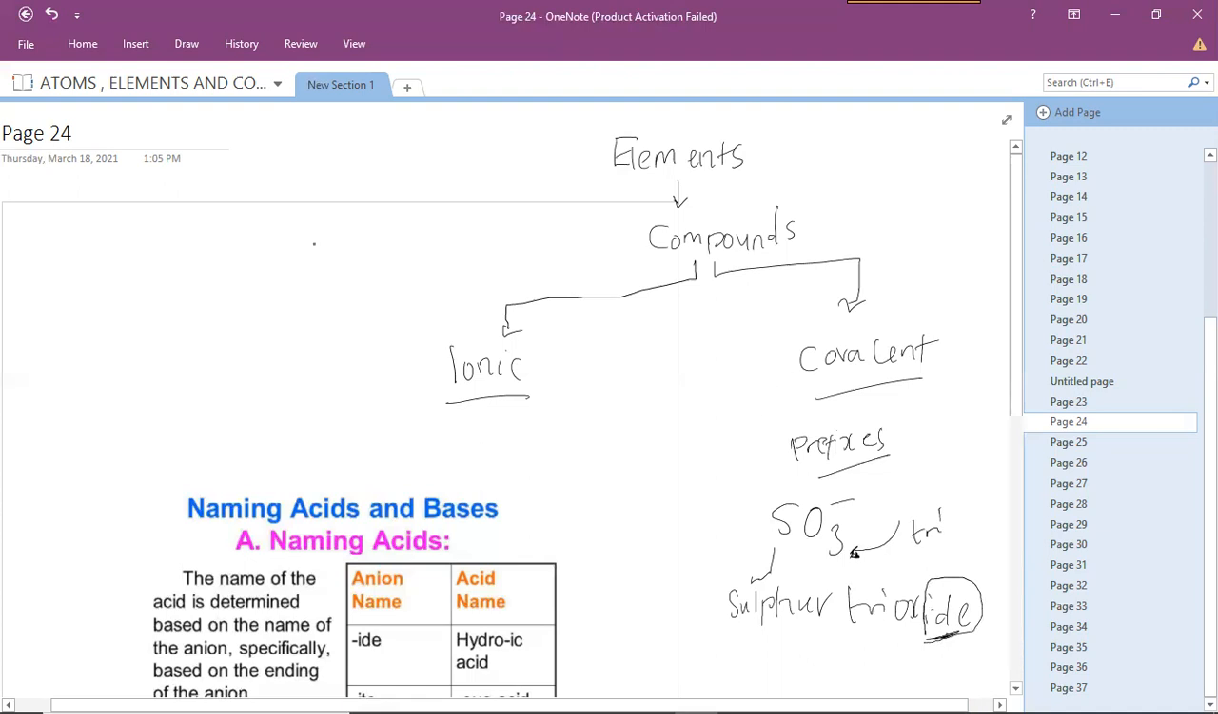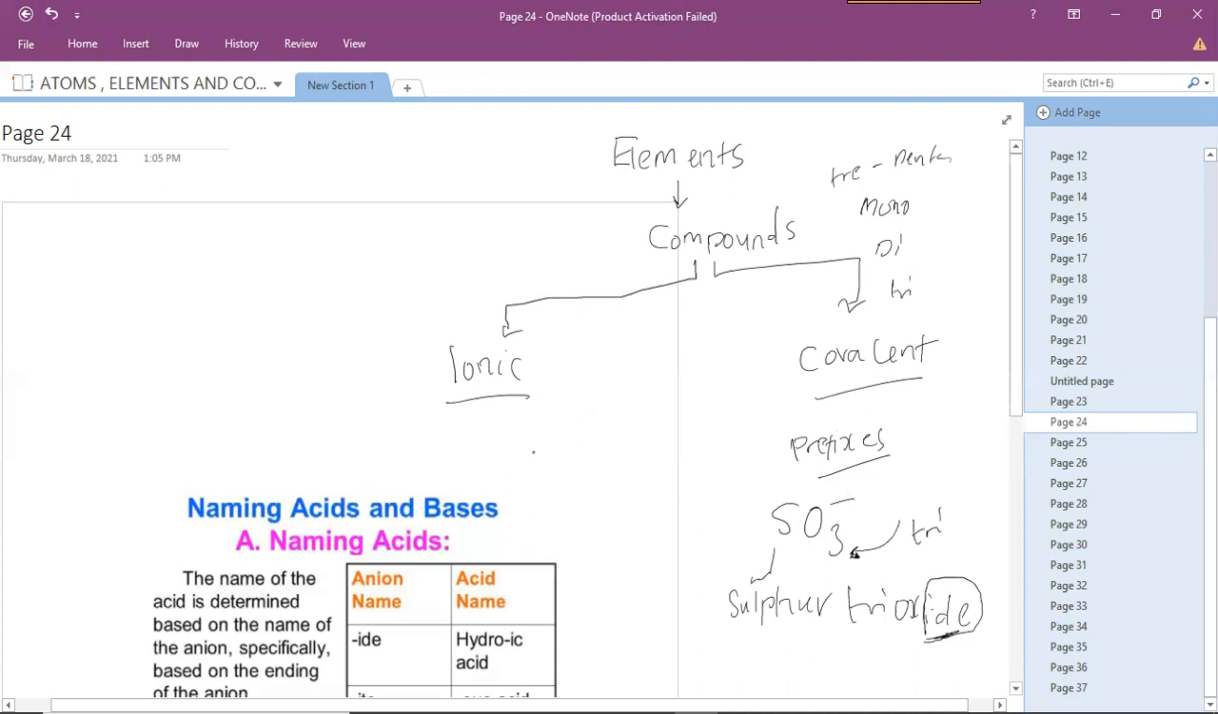We use prefixes, which you have to remember. Like mono means one, di means two, tri means three, tetra means four, penta means five, etc. So we use these prefixes to name these covalent compounds.